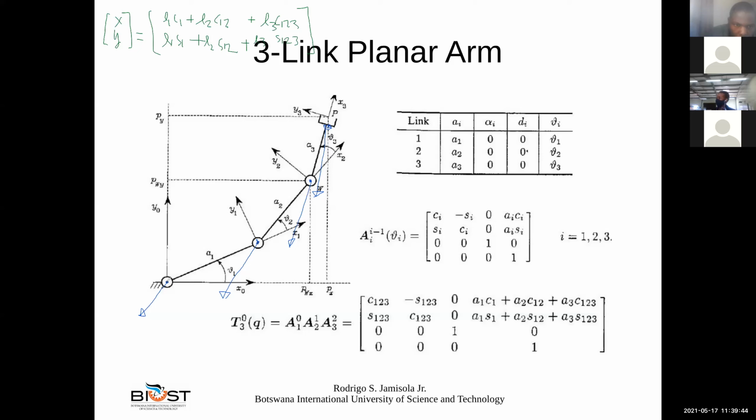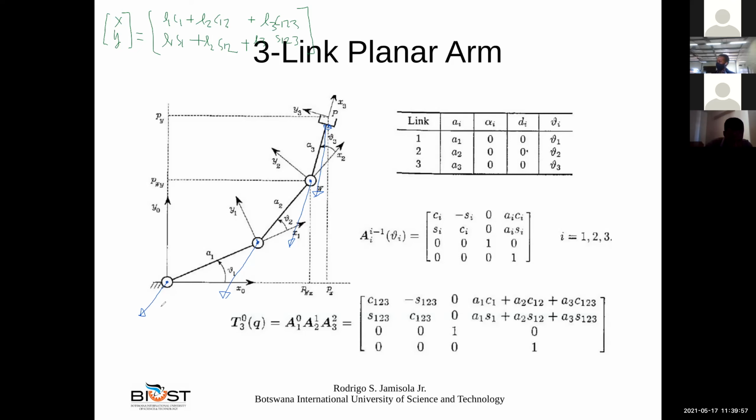Okay, I mentioned this one before in the last meeting, that the base frame can be arbitrarily assigned, where your X, the direction of your X and the Y is, but your Z0 should be the axis of rotation for joint 1. So in this case, this is Z0. So we choose to have X0 in that direction. This is X0 and Y0 in that direction.